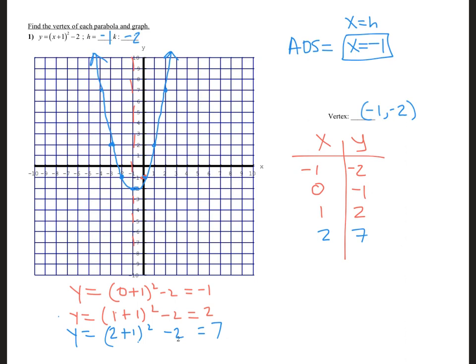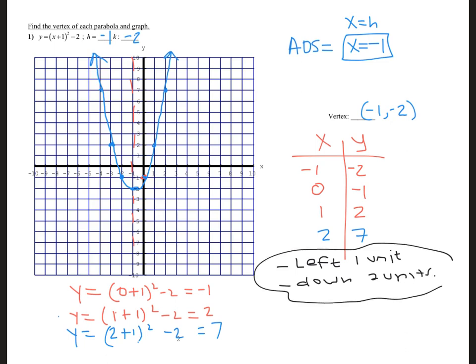And we can also talk about transformations here so that we don't forget about them. So this is going to be translated to what direction? It's going to go left. How many units according to H? 1 unit. And it's going to go down 2 units. So those are the transformations that we see with our graph. And because A is 1, there is no vertical stretch or shrink.